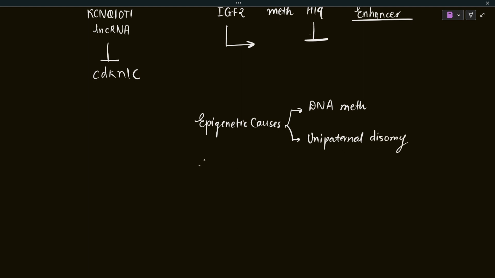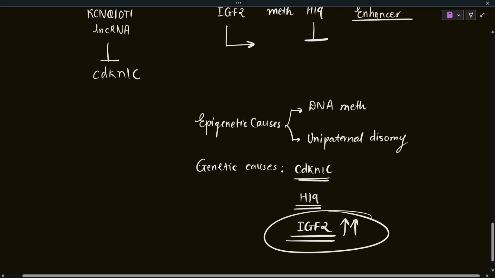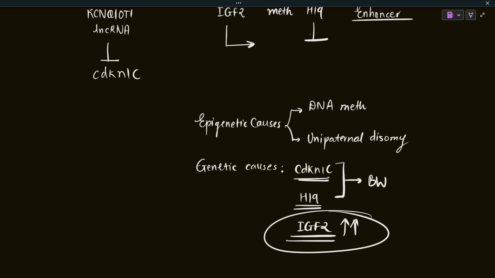The genetic causes could be if there is a mutation in the CDKN1C gene, meaning it is not expressed. If there is a mutation in the H19 gene, let's say that this is also suppressed. If there is a mutation in the IGF2 gene, such that the expression is elevated, this is a rare case, but the CDKN1C gene mutation and H19 gene mutation can lead to BWS.